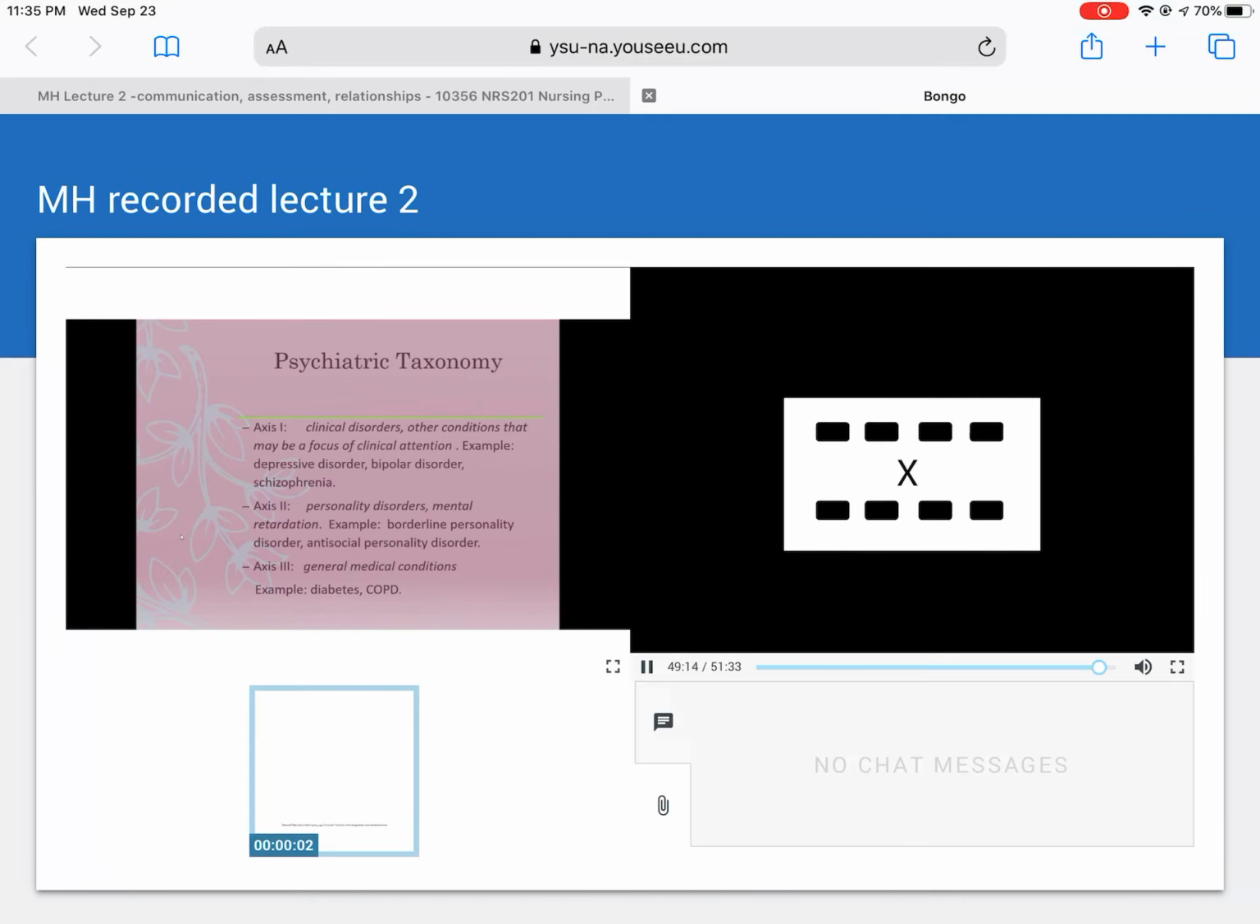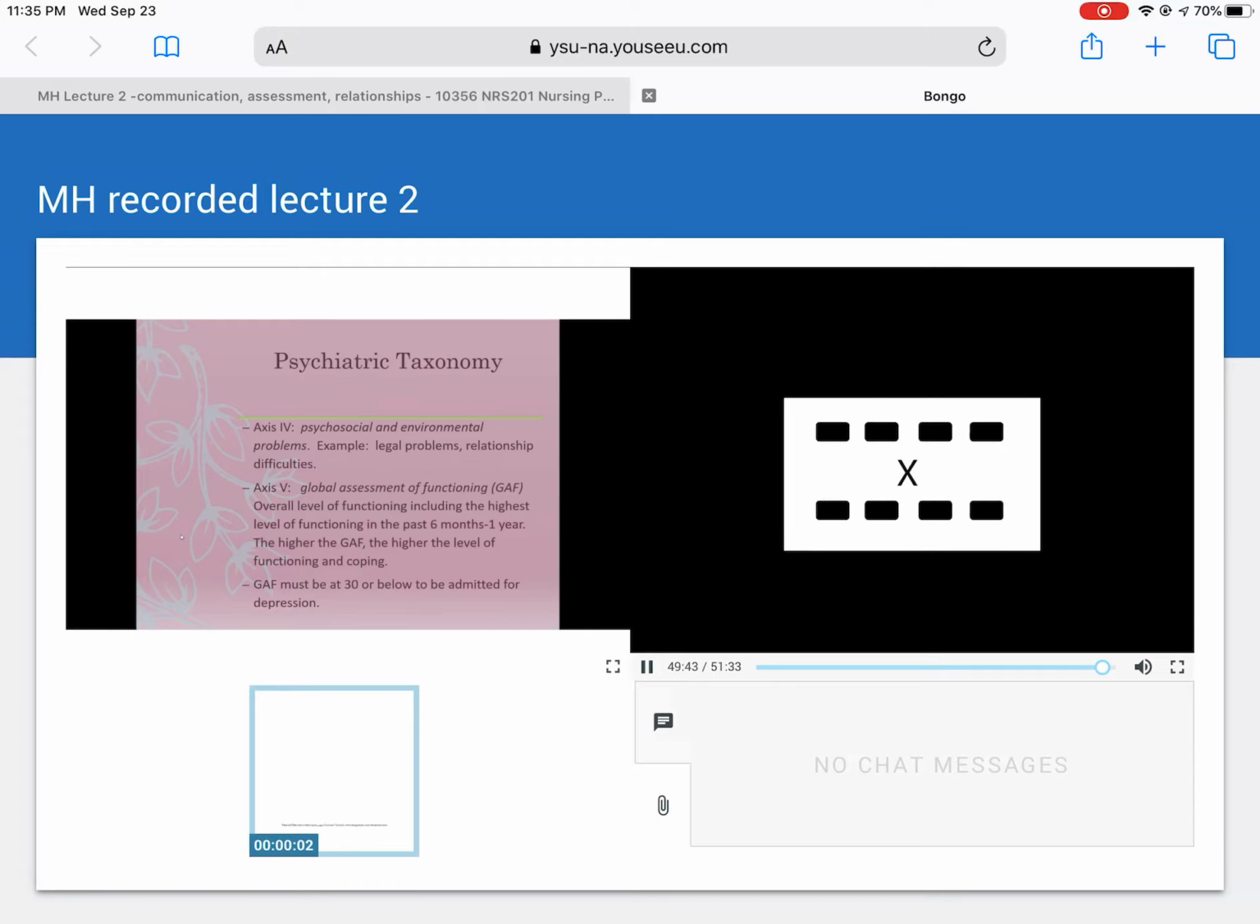All right, so this is the psychiatric taxonomy. Axis 1 are your clinical disorders, such as schizophrenia, major depression. Axis 2, personality disorders, so borderline personality, antisocial personality, or what's still called mental retardation, or IDD. All right? Axis 3, general medical conditions like CHF, COPD. Axis 4, psychosocial and environmental.